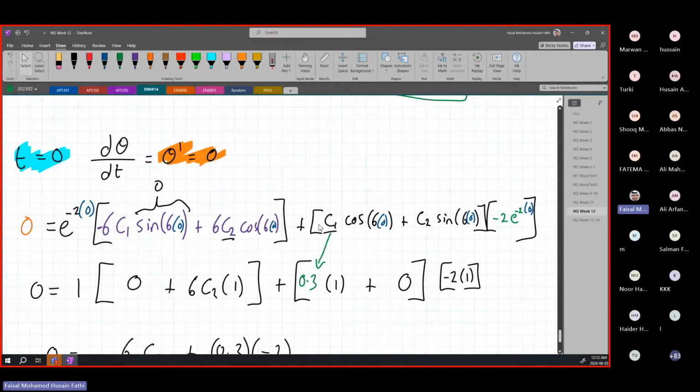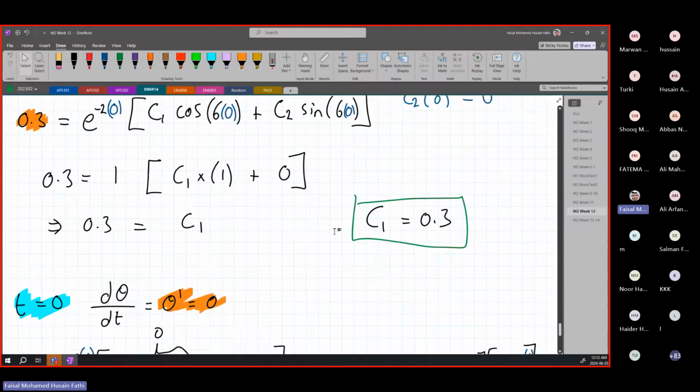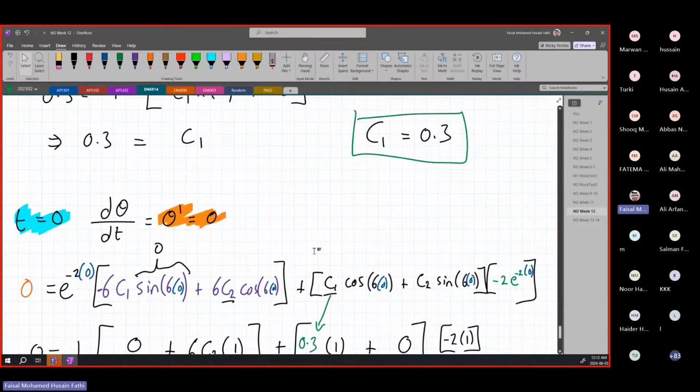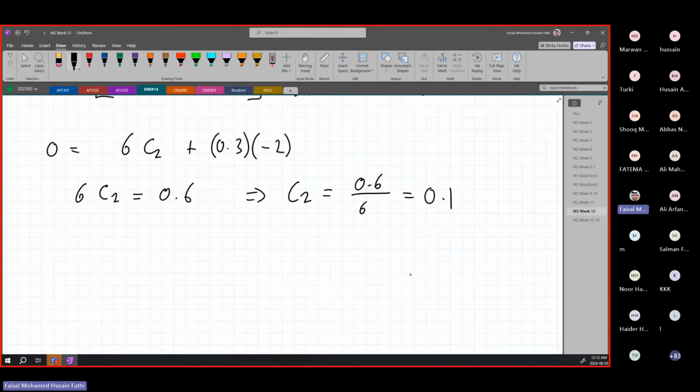I know you guys usually use A and B. If you want to use A and B, it's fine. Instead of C1 and C2, it's fine. It's just I'm used to writing it this way. And now we have found our second C2 value, which is our second constant value, which is C2.